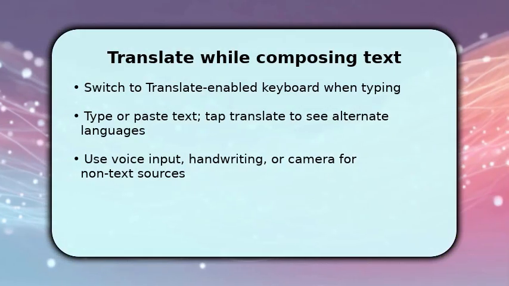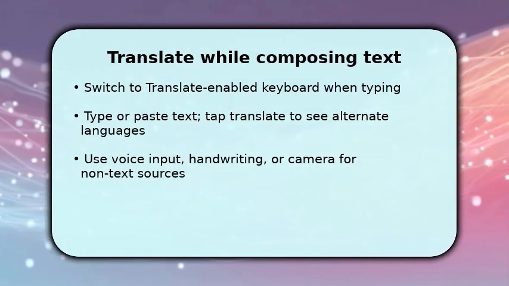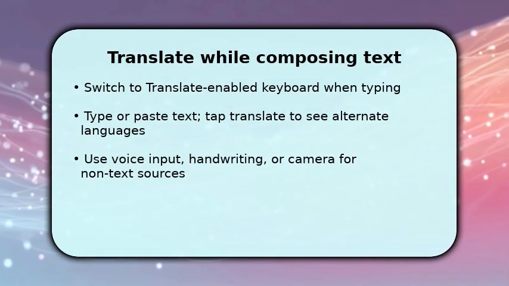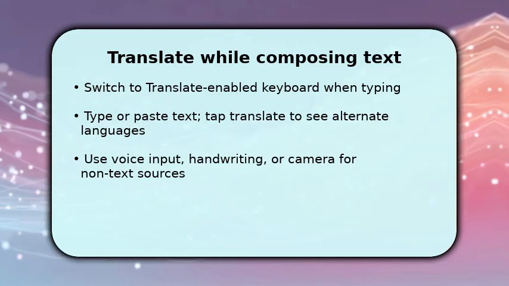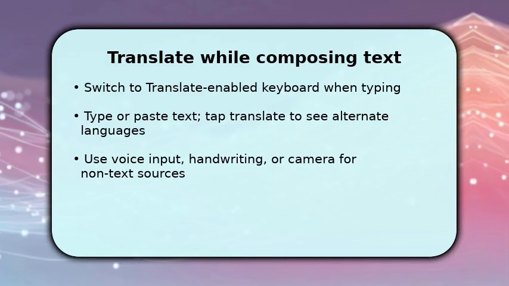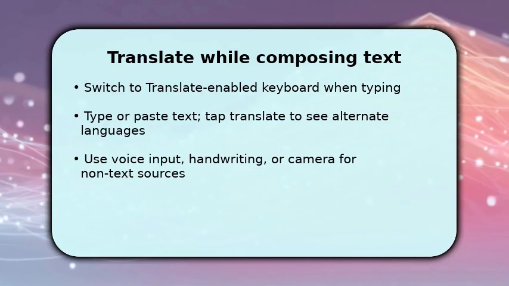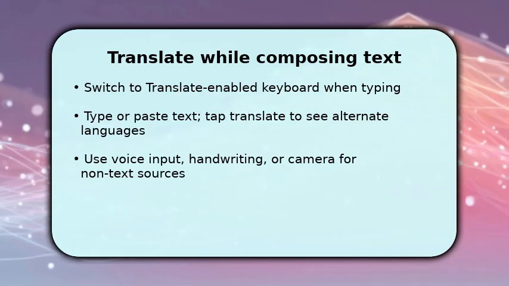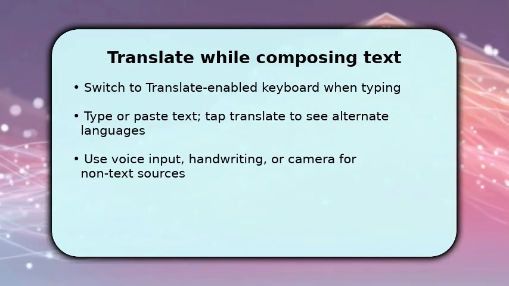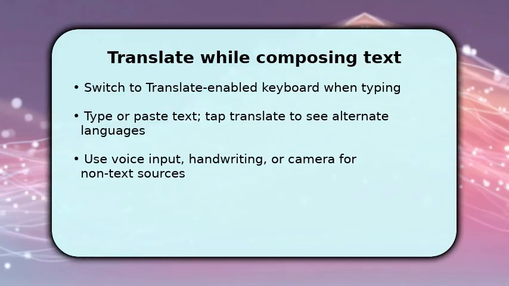You'll now translate as you type. Open your Messenger, switch to the Translate or Gboard keyboard, and choose source and target languages. Type or paste your sentence and watch the translation appear above the keys. Tap to insert it into the message. If spoken words are easier, use the microphone. For signs or screenshots, use camera or handwriting input.